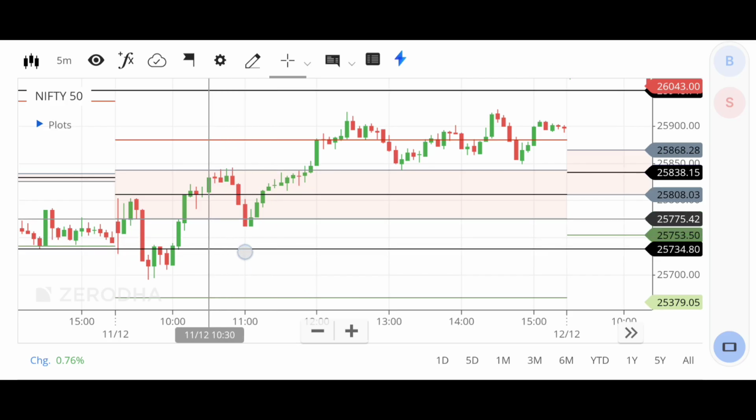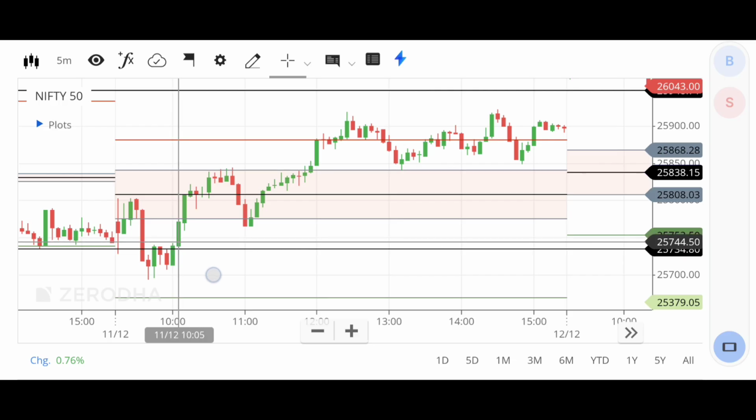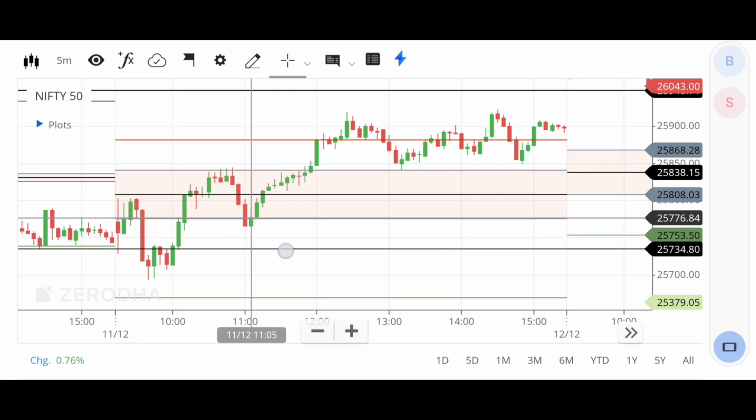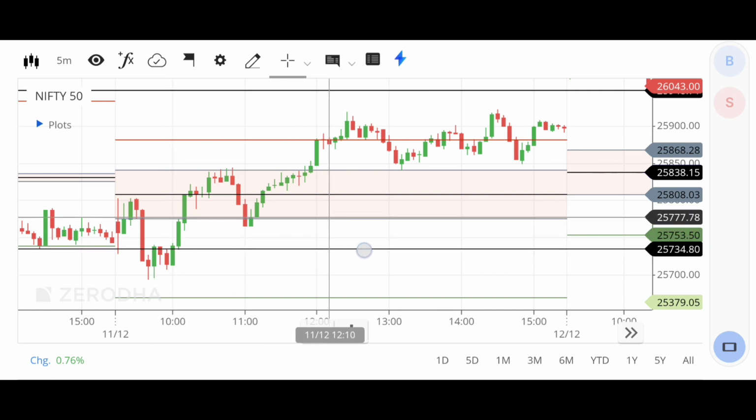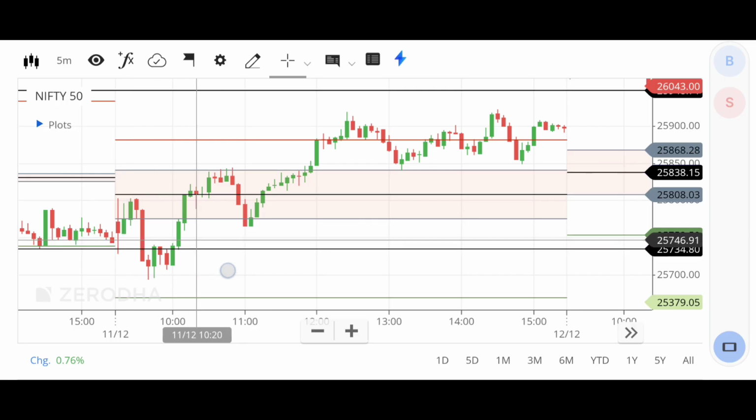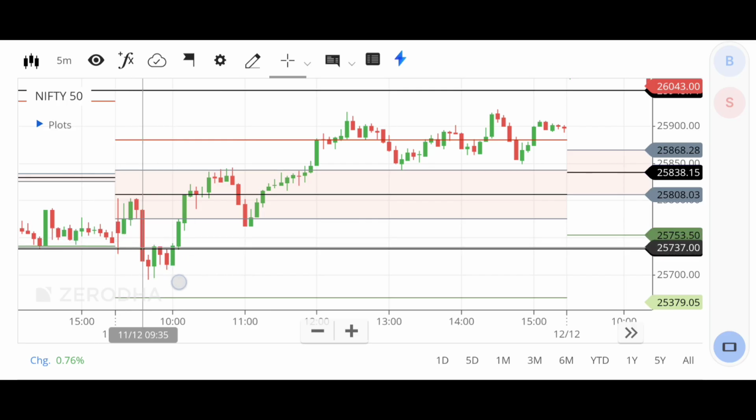So it reaches the CPR with a good green candle. Sorry, you can take the target when it reaches the CPR. So one trade gave the stop loss and a loss, and another trade gave the profit and reached the target. It's a good learning within half an hour.